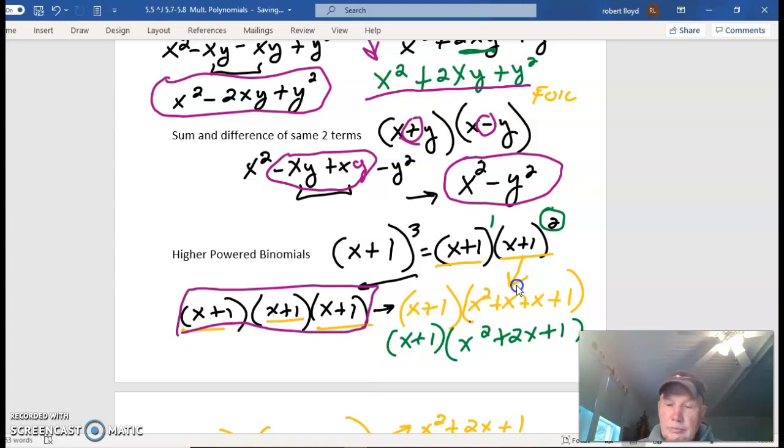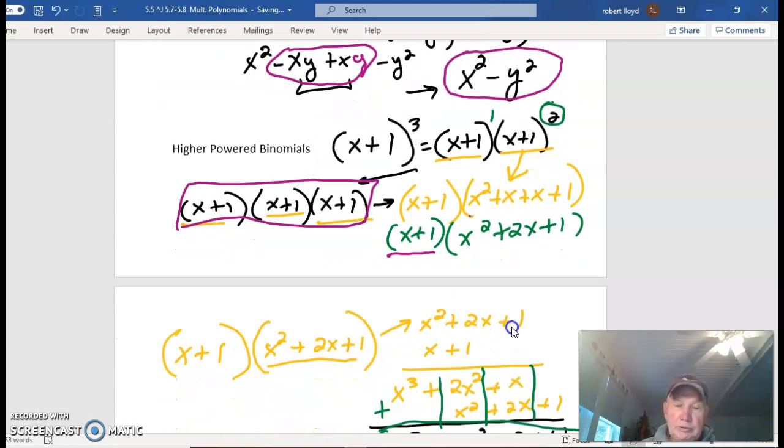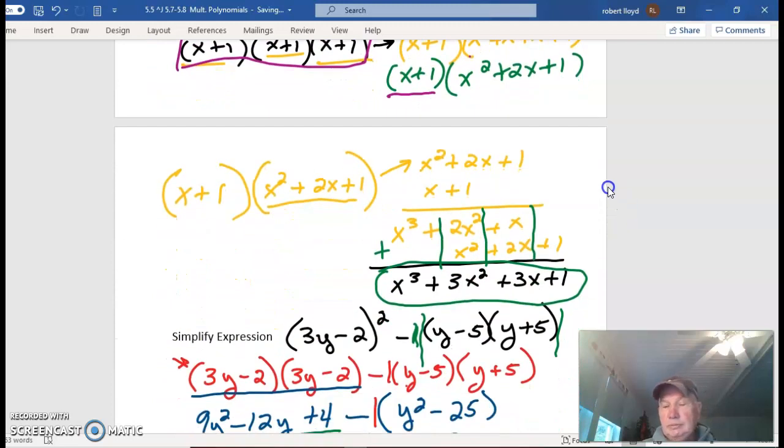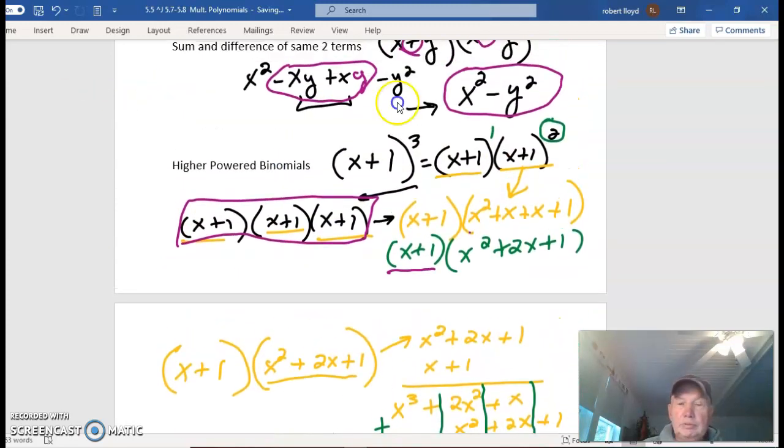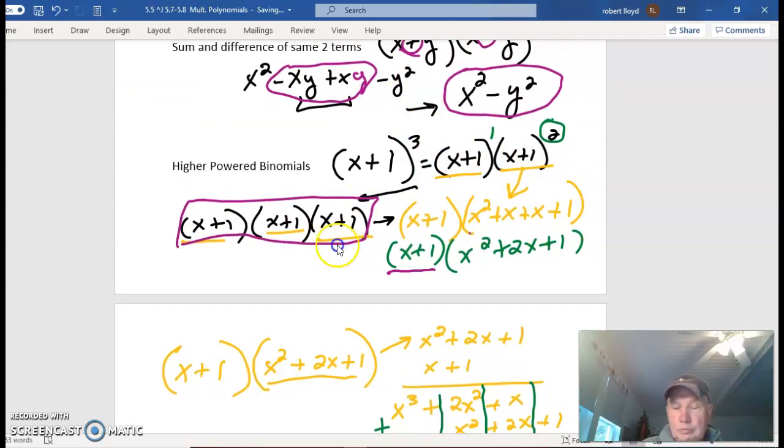So you get x squared plus 2x plus 1 for the first multiplication, and then you have to multiply it by the third x plus 1. And when you do that, again, I think it's easiest to do the stacking, but you could do it individually. So if you end up with a binomial to the third power, do two of them first, and then take the last one and multiply it by the answer when you took the first two.